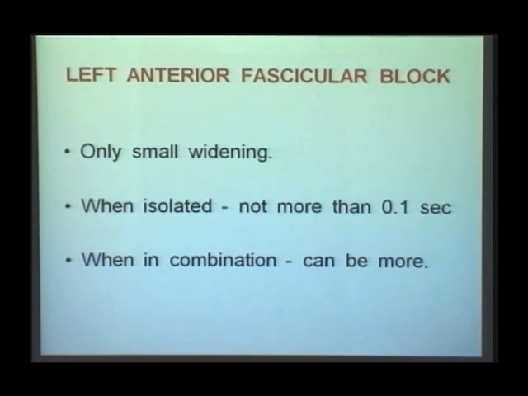So as I told you, it produces very small widening. When it is isolated, it cannot be more than 0.12 seconds, but when it is associated with the bundle branch block, you will have a significant widening. Please remember that. Whenever I told you the left anterior fascicular block most often will be associated with the right bundle branch block. So when the right bundle branch block is added on to left anterofascicular block, you will have a significant widening because right bundle branch block will produce significant widening. As an isolated lesion, the left anterofascicular block will produce only minimal widening.